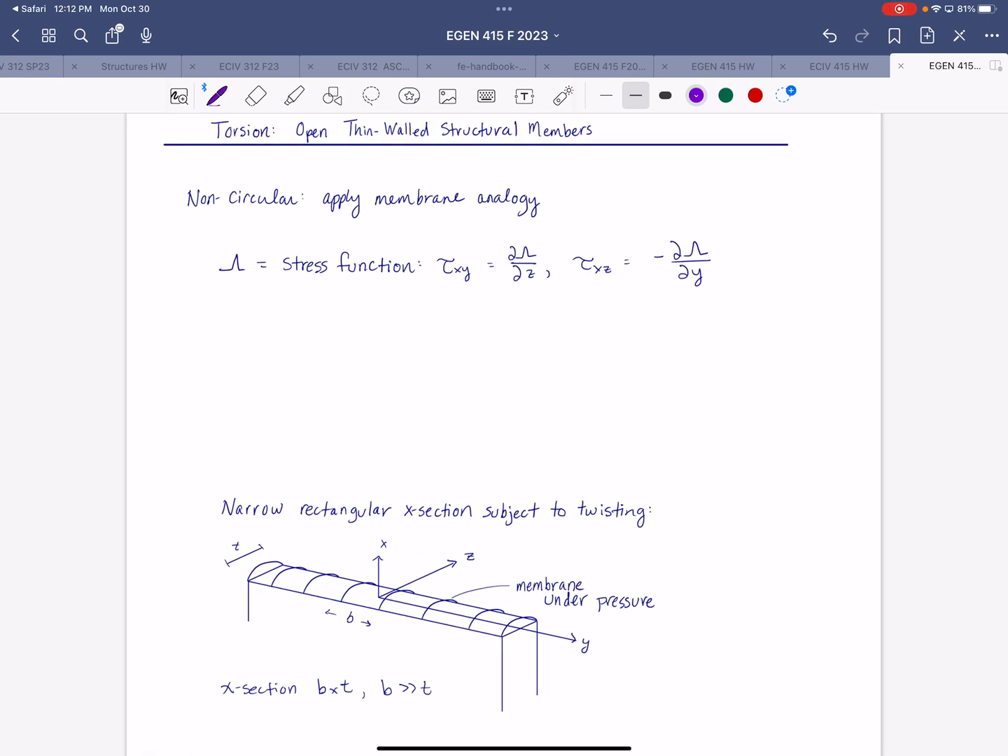And we already kind of summarized this a moment ago, but go ahead and write it down. We said lambda is going to be equal to 0 at the outer edge of the cross-section.